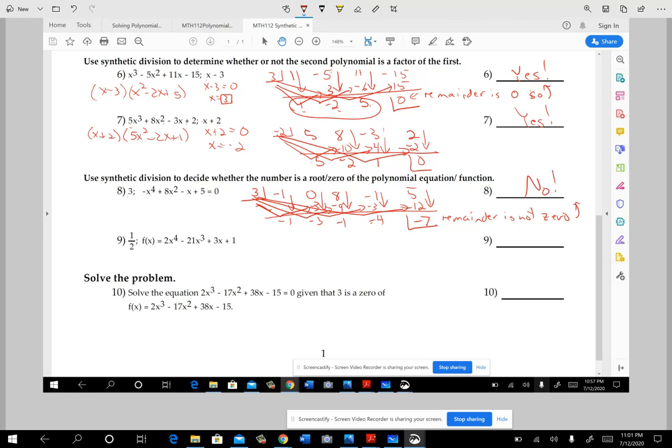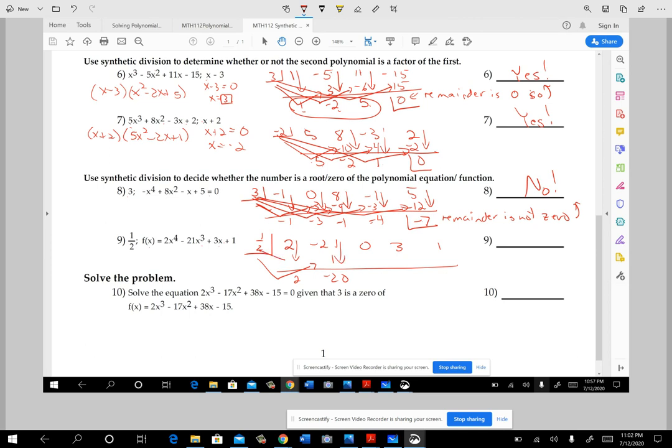All right, now what about on this one? We're trying to test whether 1/2 is a 0, since they use function notation. 1/2 is a 0 of the function. So it's 2, then -21, but it's missing the squared term, so I'm going to put a placeholder of 0 in there. Then we have the x and the constant. So bring down the 2. 1/2 of 2 is 1.